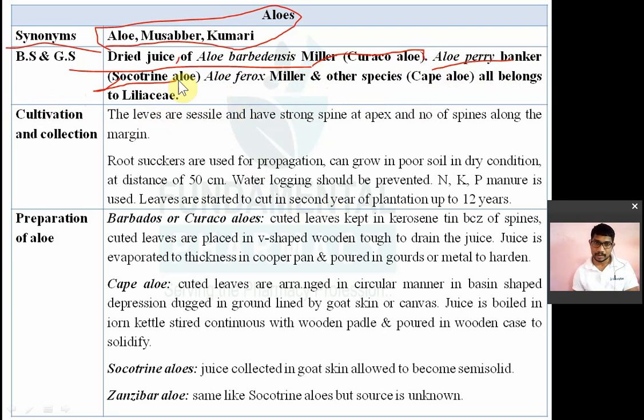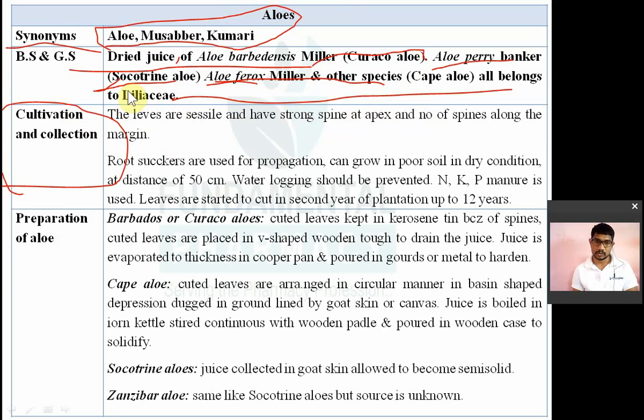Then aloe ferox का variety is known as cape aloe. Aloe ferox and other species, aloe ferox का species है या फिर दूसरा कोई species unknown. If aloe barbadensis is there, that is known as curaco aloe. If aloe peri is there, that is known as socotrine aloe. If aloe ferox and other species of aloe, that is known as cape aloe. All belong to family Liliaceae.